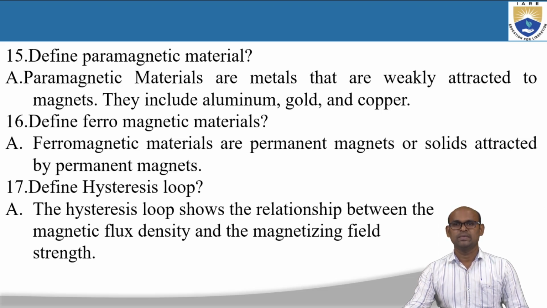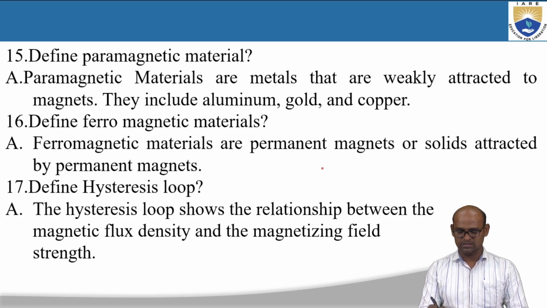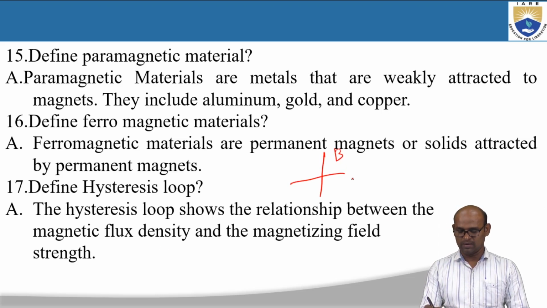Define paramagnetic material. Paramagnetic materials are metals that are weakly attracted to magnets. They include aluminum, gold, and copper. Define ferromagnetic materials. Ferromagnetic materials are permanent magnets or solids attracted by a permanent magnet. Define hysteresis loop. The hysteresis loop shows the relationship between the magnetic flux density B and the applied magnetic field H. That is hysteresis.